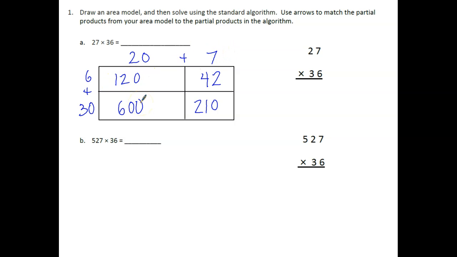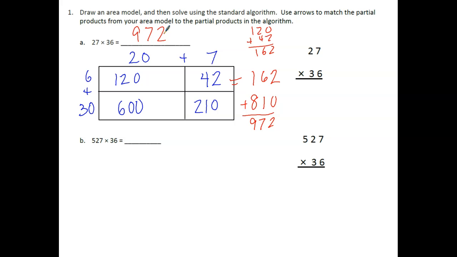Alright, let's go ahead and add those partial products up. So I have 120 plus 42 is going to equal 162. And then I have 600 plus 210, which is going to be 810. When I add my 2 partial products, I get 2 ones, 7 tens, and 9 hundreds. So I know that my answer is going to be 972.